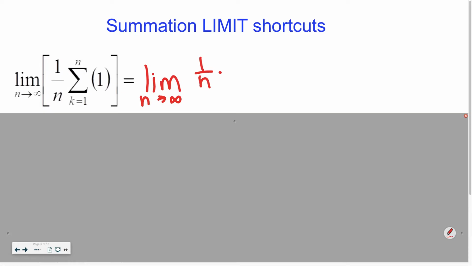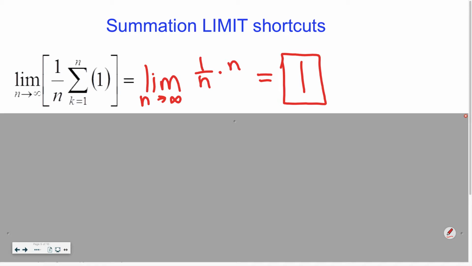Question. What's the sum from k equals 1 to n of 1? What's 1 over n times n? And what's the limit as n approaches infinity of 1? 1. That one wasn't too bad, because everything just canceled out.